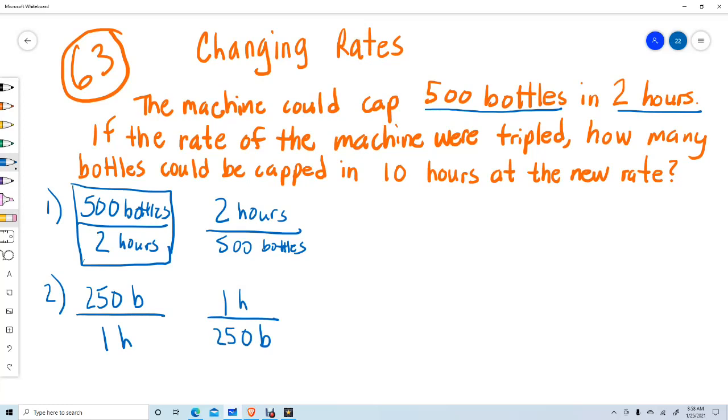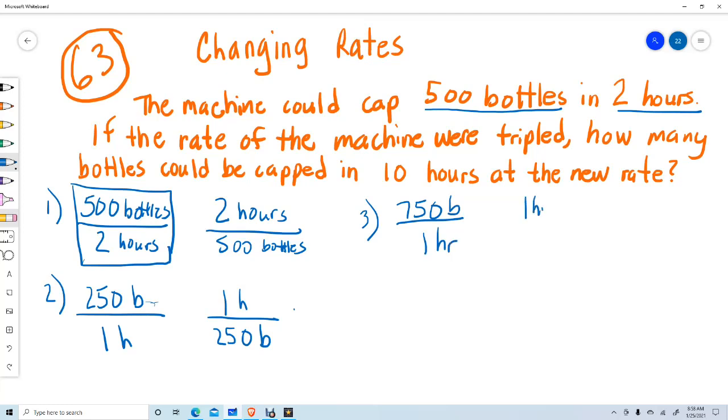What is the next thing we do here? Let's read the problem. The machine could cap 500 bottles in 2 hours. We've got our 2 rates, and we've made them into rates with a single unit of time. If the rate of the machine were tripled, how many bottles could be capped in 10 hours? Let's look at our rates here in step 2, and let's triple the rate. So we're going to go 3 times as fast. So 3 times 250, in step 3 here, is 750. If you're going 3 times as fast, you're capping 750 bottles now in 1 hour. You're going 3 times faster.